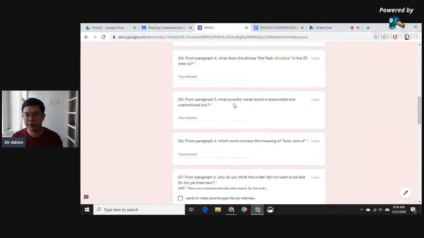Okay, from paragraph 5, what possibly made Ismail a responsible and unemotional boy? So there's two words here that I think you want to check, the word responsible, maksud dia bertanggungjawab, and unemotional. Kalau emotional is basically people yang ada banyak emosi kan. So basically unemotional probably means orang yang macam dia tak ada perasaan.